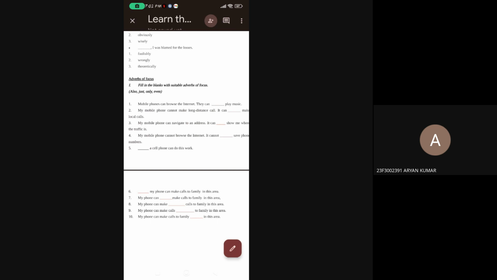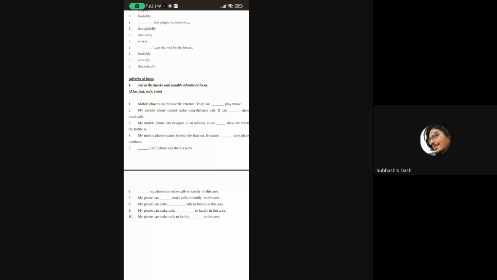My pen can just write. Now, is this limiting or anything else? Limiting only, ma'am. It's limiting, right? Yes. All right. How about only? Only, limiting. Only is always limiting. It doesn't have any other function. Only has to be always a limiting thing.